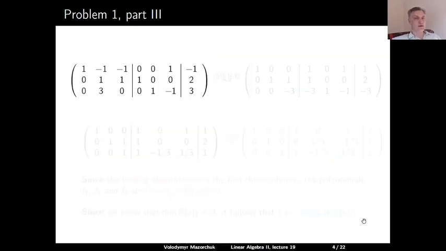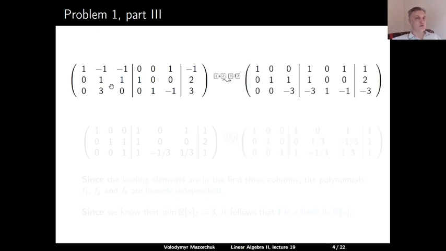Okay, we look at this matrix, and now we can use 1 in position 2, 2 to eliminate all other elements in the second column. So we add row 2 to row 1, and we subtract 3 times row 2 from row 3. Row 2 remains the same, and row 1 becomes 1 plus 0 is 1, minus 1 plus 1 is 0, minus 1 plus 1 is 0, 0 plus 1 is 1, 0 plus 0 is 0, 1 plus 0 is 1, minus 1 plus 2 is 1.